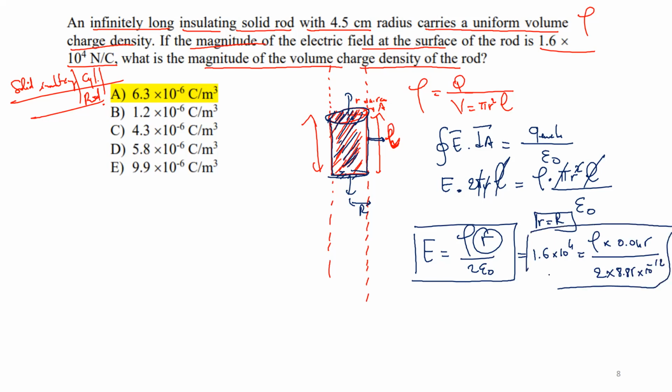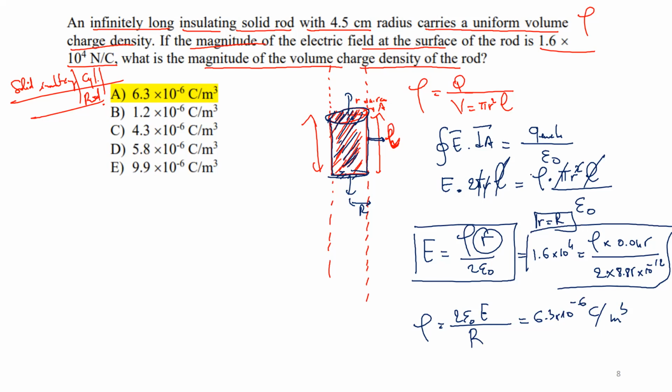So let's get rho. Of course, rho is 2 epsilon naught E divided by R. And I use it. What do I get? 6.3 × 10^-6 coulomb per meter cubed. Is it clear? Okay, good.